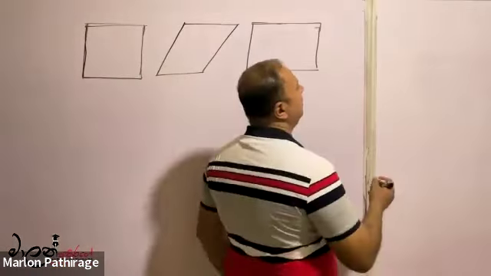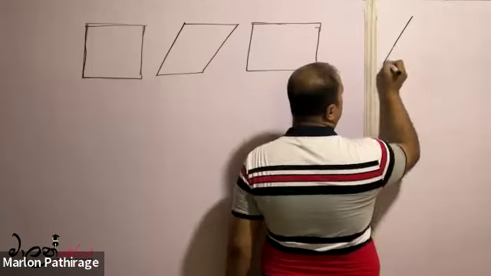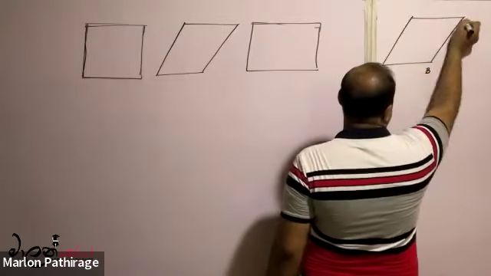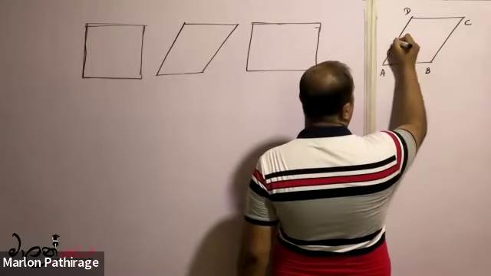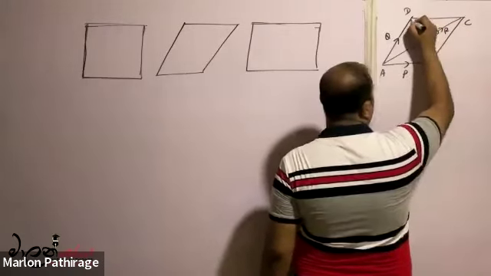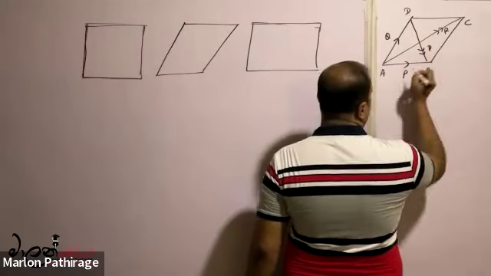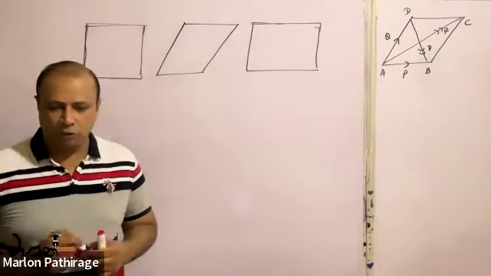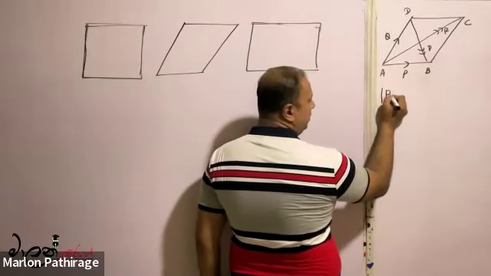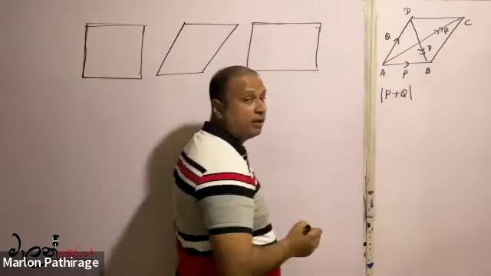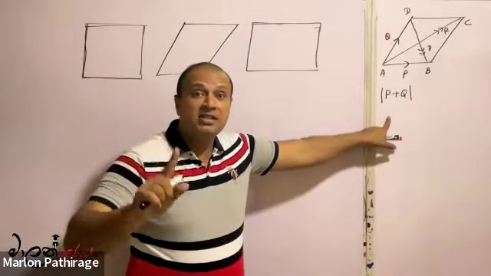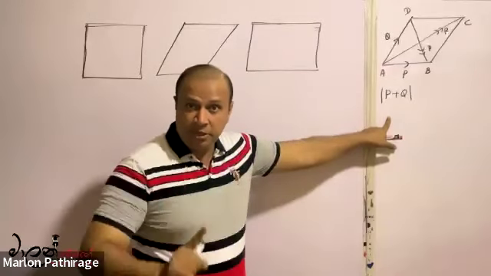That is this one. Suppose this is a parallelogram A, B, C, D. Here P, here Q, this one is R, this one is D. Now tell me, if you are given this kind of symbol, what is the meaning of this?